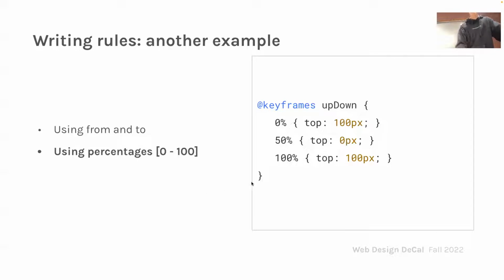And then for example, up down. If we unpack what's happening here, at 0%, our starting state, we have a top margin of 100 pixels. So whatever our element is, it'll be pushed down. At 50%, halfway through our animation, it should come back up. And then when the animation completes, it'll be pushed back down. So that's a way to describe this.